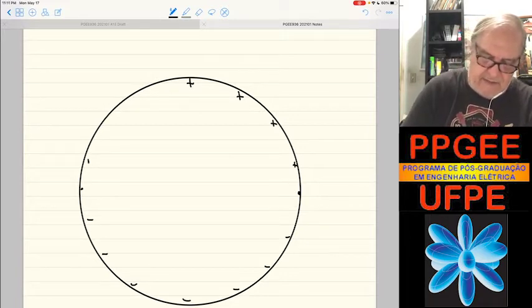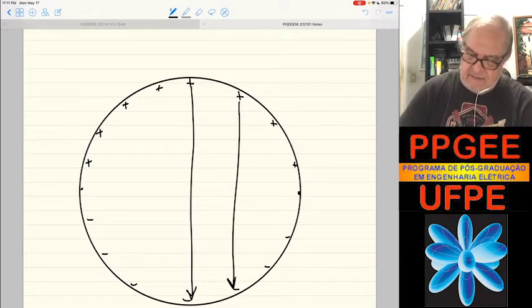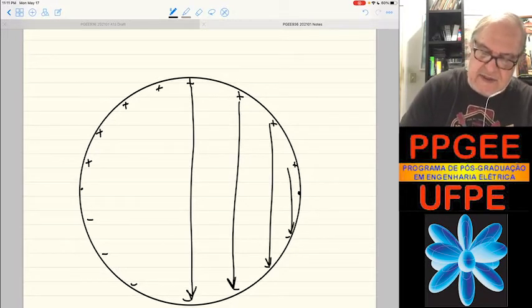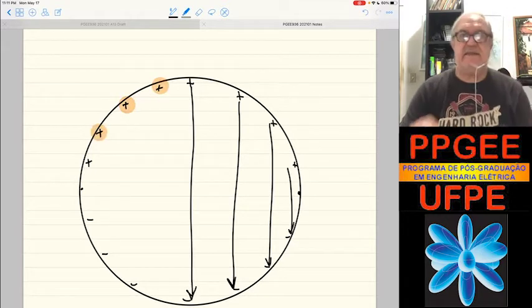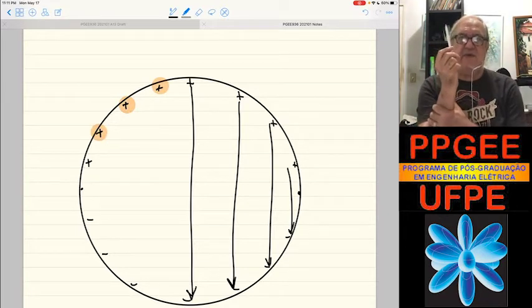So 0 here, plus here, right? And this gives a field that goes like this, uniform. So why do we have this residue here? Because that's the tip of the polarization vector, which has a projection on the normal.